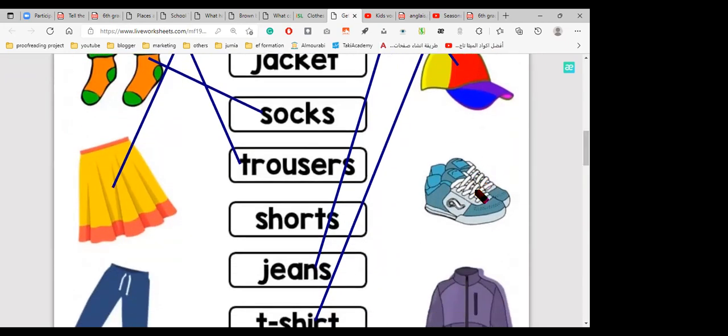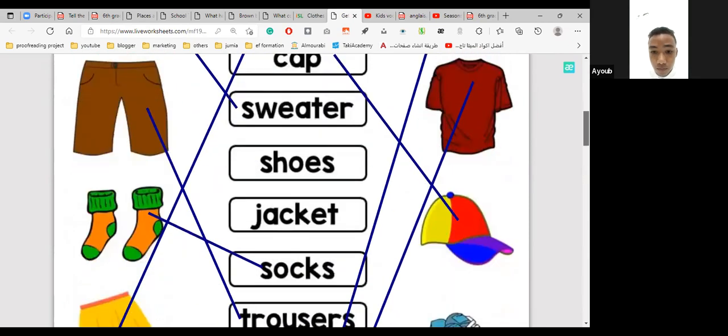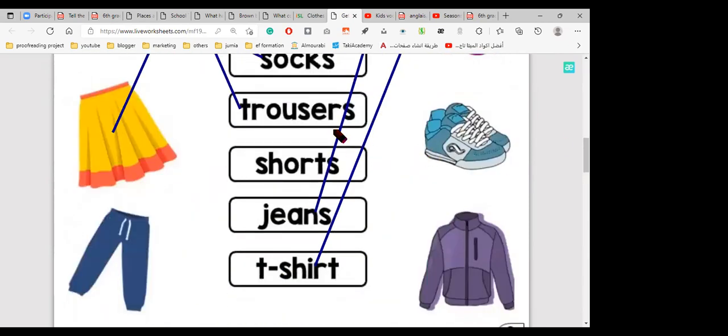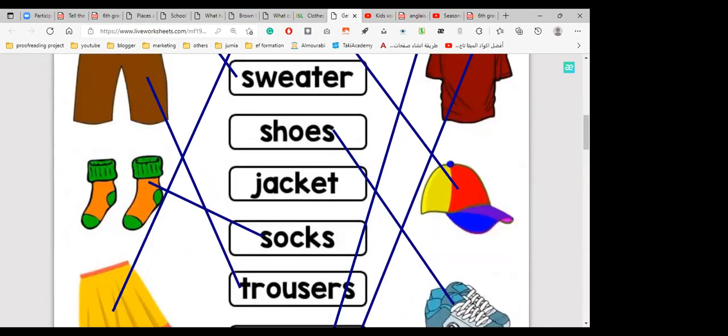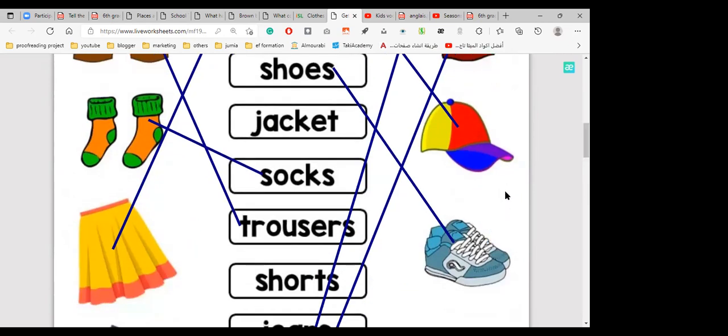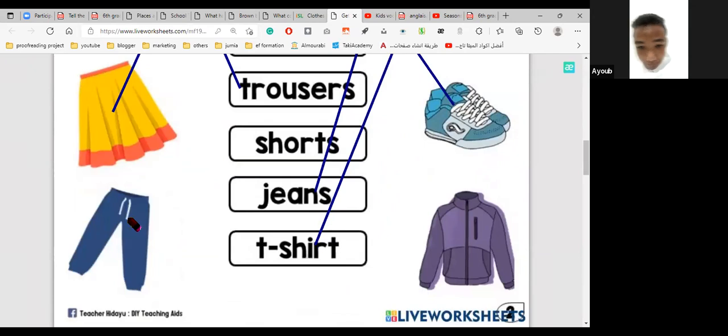Okay, what about these two in blue? What are they? Shoes. Okay, in general, we call them shoes. But when it is for sport, we call them sneakers or trainers. Okay? Okay, what about this one?